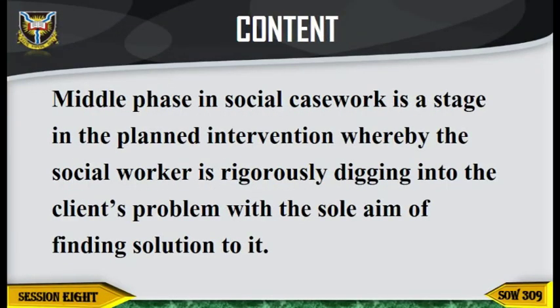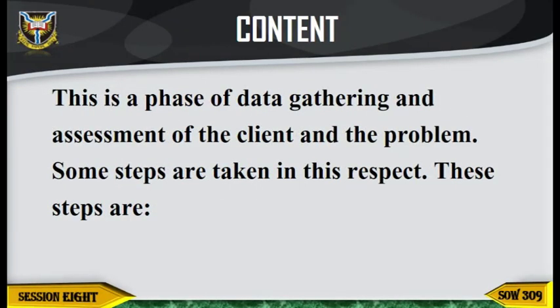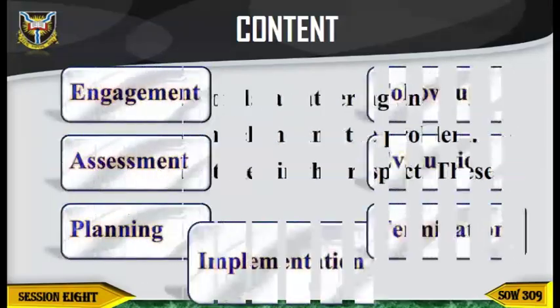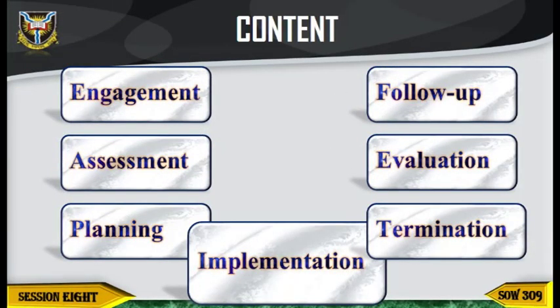Content. Middle phase in social casework is a stage in the planned intervention whereby the social worker is rigorously digging into the client's problem with the sole aim of finding solution to it. This is a phase of data gathering and assessment of the client and the problem. Some steps are taken in this respect. These steps are: 1. Engagement. 2. Assessment. 3. Planning. 4. Implementation. 5. Evaluation. 6. Termination. And 7. Follow-up.